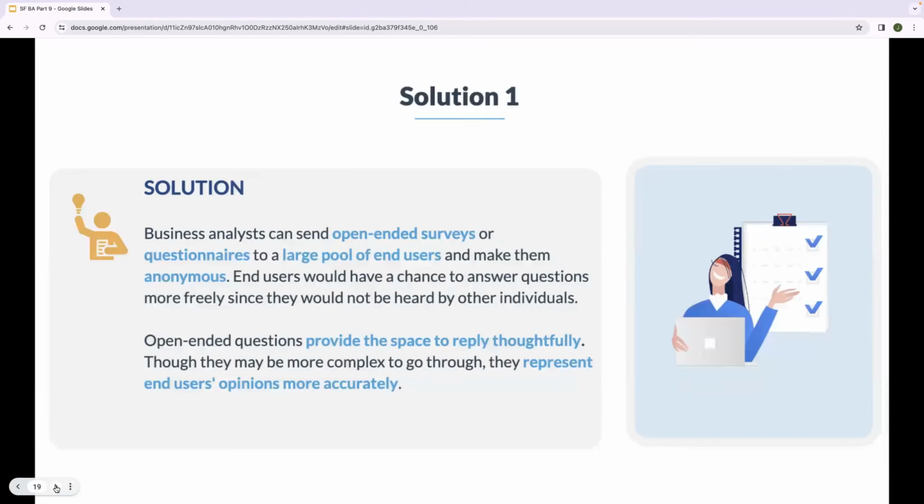The solution is business analysts can send open-ended surveys or questionnaires to a large pool of end users and make them anonymous. End users would have a chance to answer questions more freely since they would not be heard by other individuals. Open-ended questions provide the space to reply thoughtfully, though they may be more complex to go through. They represent end user opinion more accurately.